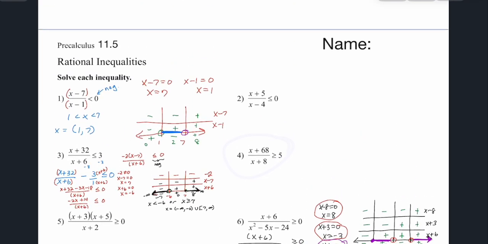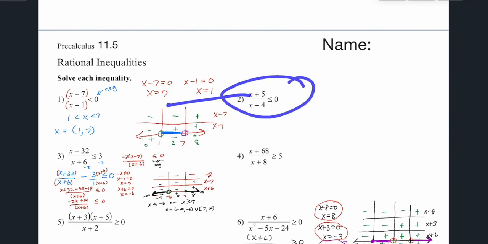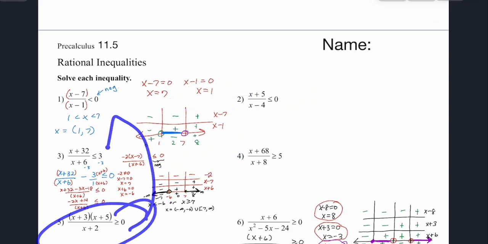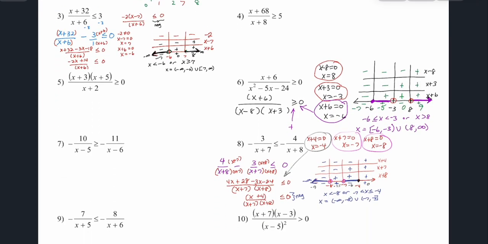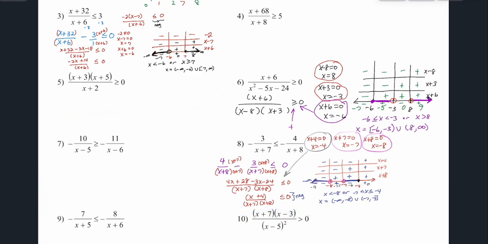4 is exactly like 3. So 1 and 2 are the same kind of problem. 3 and 4 are the same. 5 is actually like the first one. It's pretty, 5 is nice. It's all but set up for you and pretty. And then these two are like that one. And then this one is kind of like the first problem. It's not hard. Just remember when you have a square that to include that in your chart.